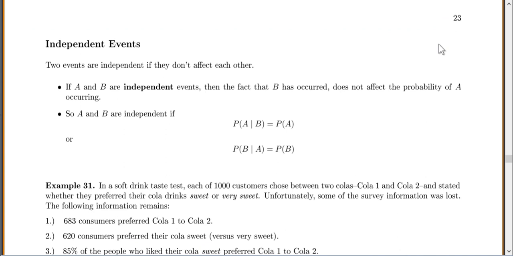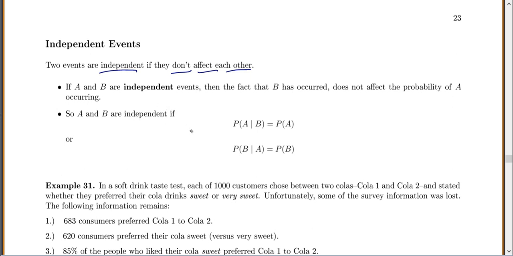Next, we're going to learn about what's called independent events. Okay, so two events are independent if they do not affect each other. What this means is that if A and B are independent events, then the fact that B has occurred does not affect the probability of A occurring. So this would be something like, if I was going to draw a card and roll dice, the fact that I rolled a 6 on one dice is not going to affect which card I draw from my deck. All right, so those are two things that would not affect each other.